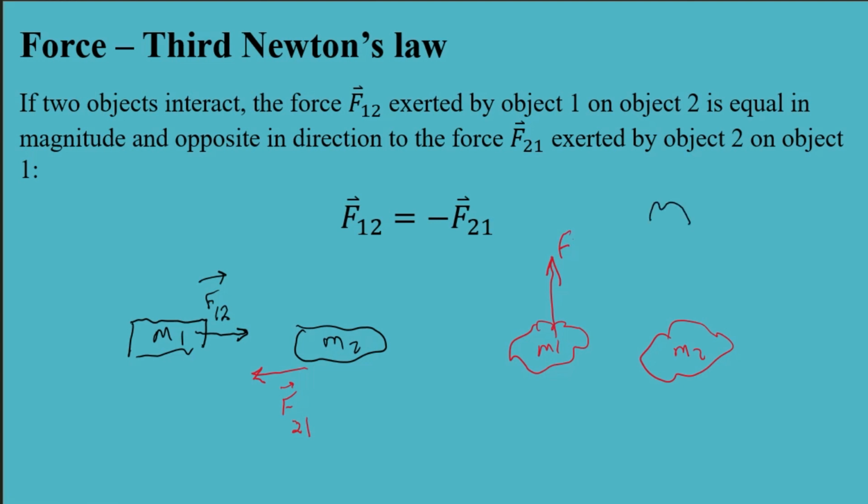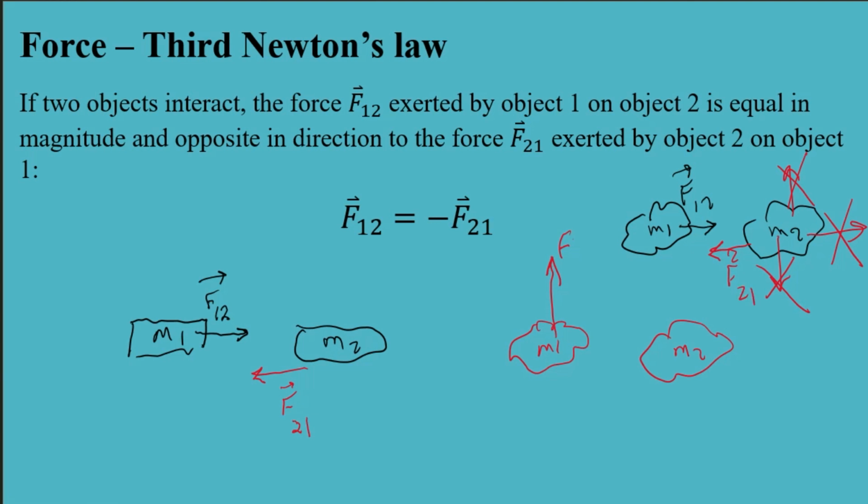The other example would be if I have an object M1 here and again M2 here. If object 1 applies a force in this direction, F12, the other force F21 can't be in this direction or this direction. It must be with the same value, same magnitude, in the opposite direction, right? So it's going to be F21.